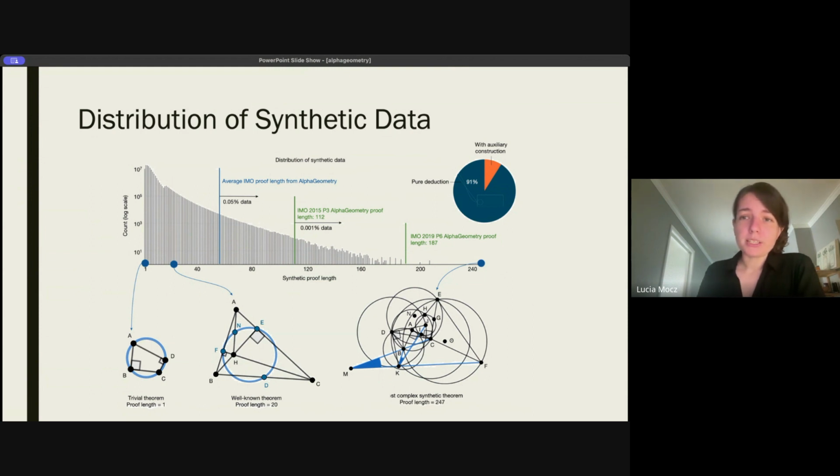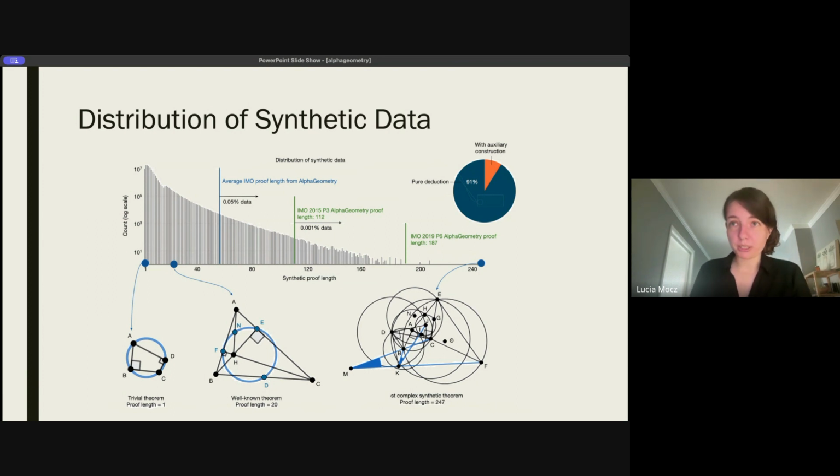Now, what's also interesting is that when you look at the entire distribution of the data, you're starting with a random sampling of premises. You construct these deductive closures, and then you look at the conclusions, and any premise that has a construction that does not appear in your chosen conclusion becomes an auxiliary construction. Now, it's interesting that only about 9% of the data actually has these auxiliary constructions.